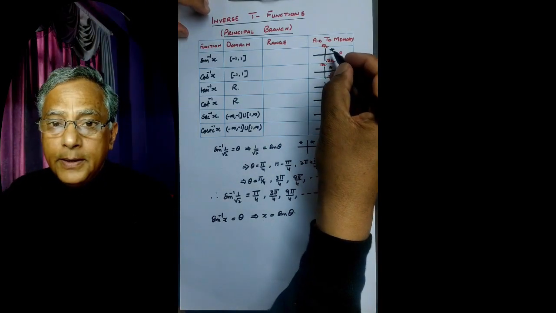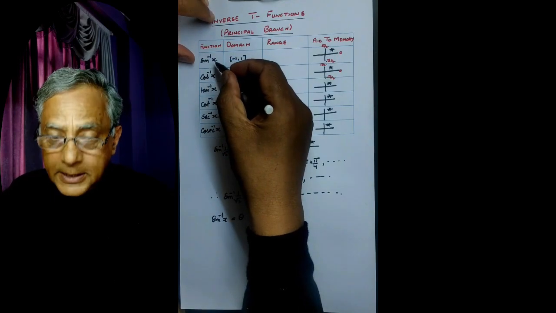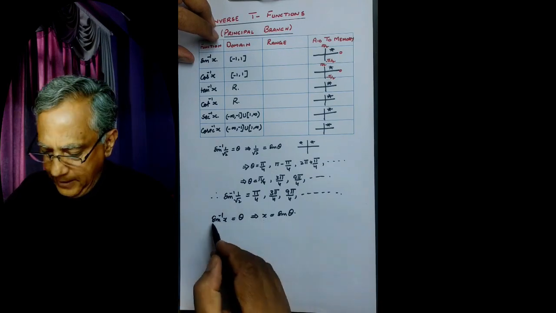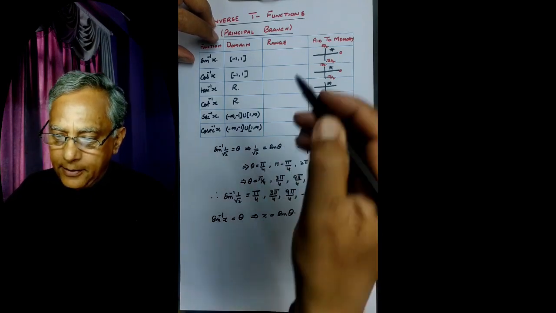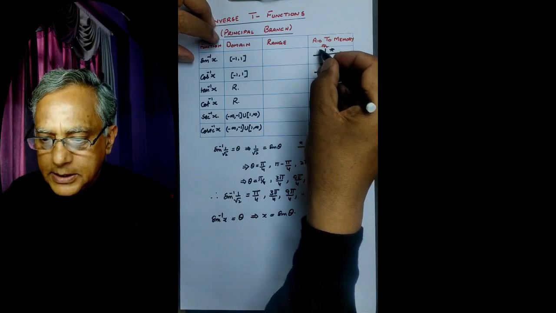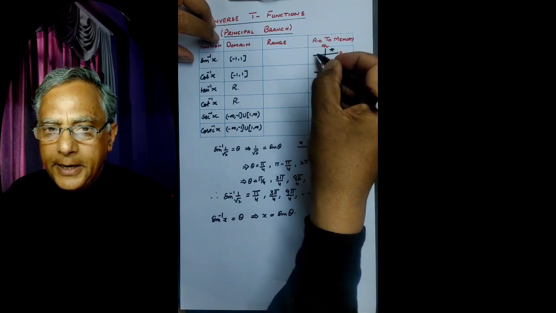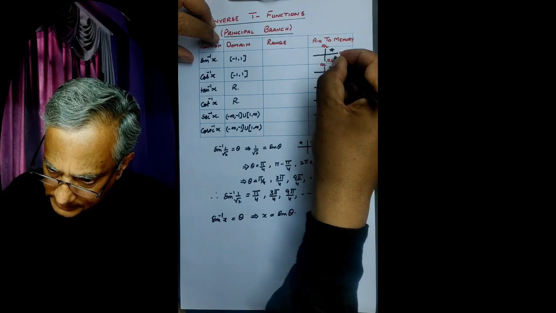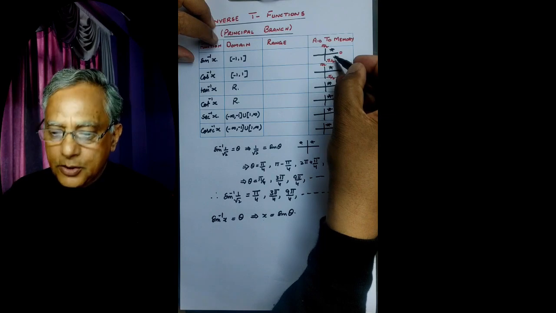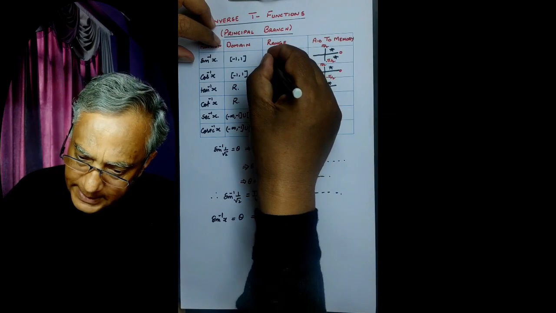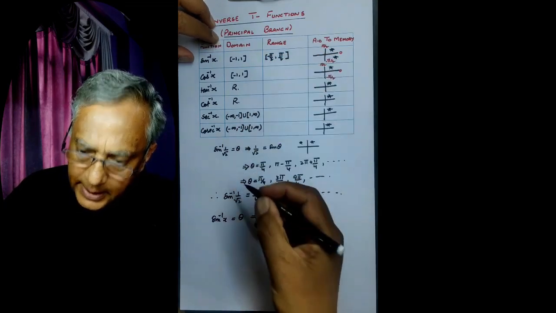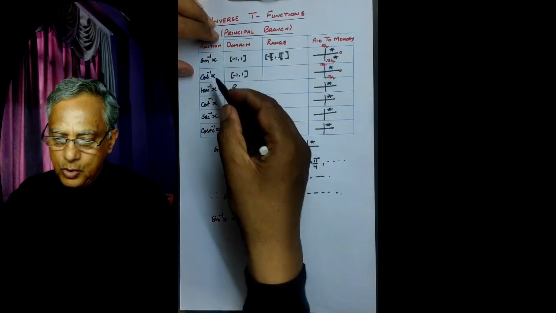Now for negative values of x, if x is negative, sine theta will be negative. So sine theta is negative in this quadrant. In this quadrant, sine theta is positive. So we need not consider this quadrant. Only these values will repeat. So for negative x, sine inverse x will lie in this quadrant. So the range will be minus pi by 2 to pi by 2.